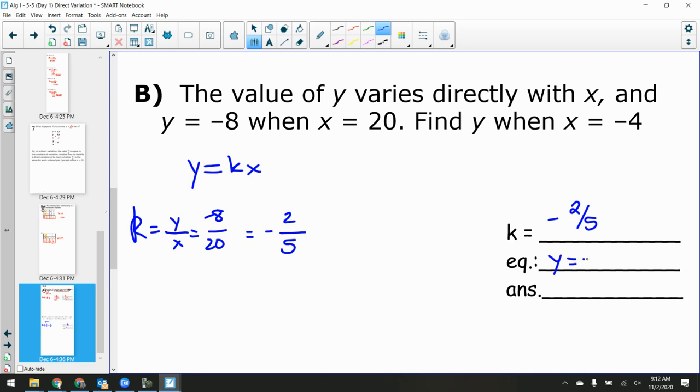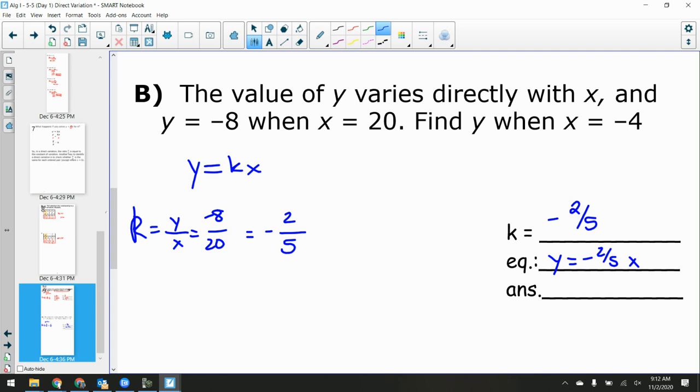So y is equal to -2/5 x. I'm going to be picky about that equation. You don't put a y, I take off points. You don't put an x, I take off points. You write y equals kx, I take off all points. It should include y equals the k value that you've already found, -2/5, times x.